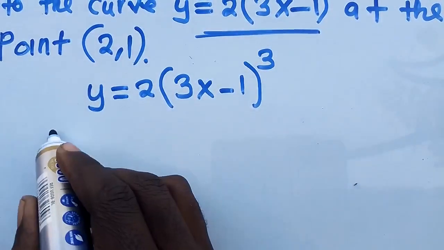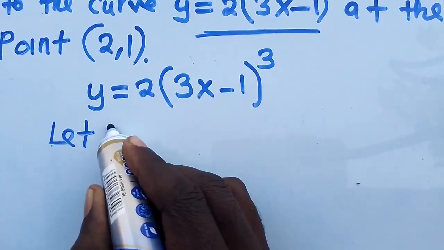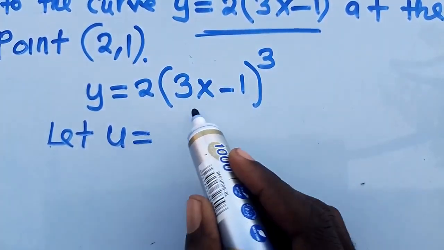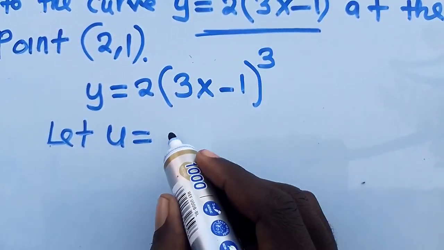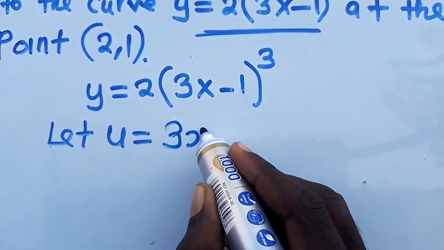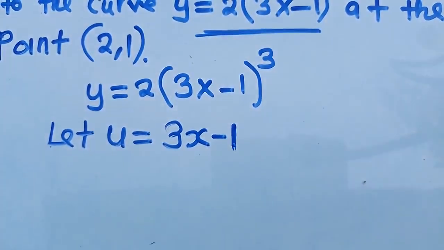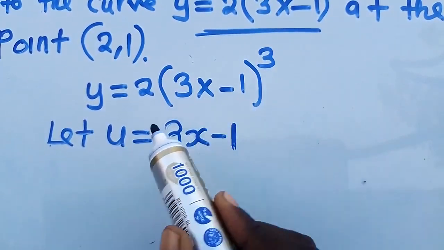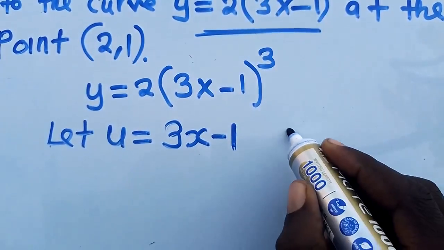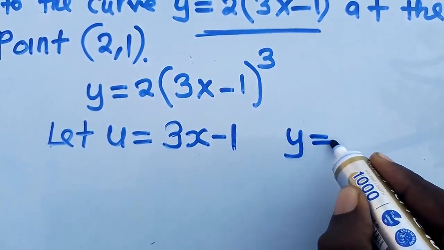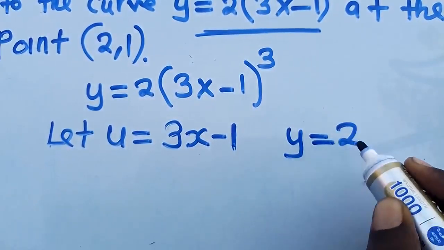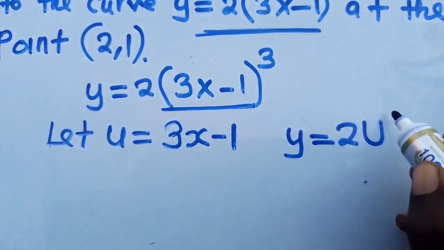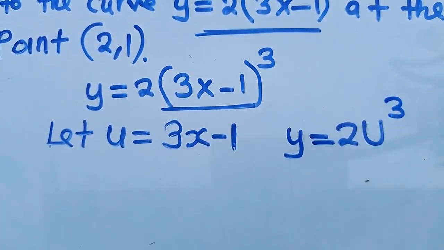You are going to say let u represent what is in the bracket. So in the brackets we have what? 3x minus 1. That's what we are given. So here 3x minus 1 is u. So when you are told to rewrite this, you say that y is equal to 2, have you seen the 2 there? Then this whole thing here is called u, then power 3. This is what you are going to form.